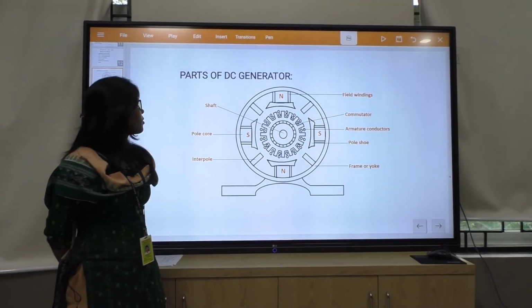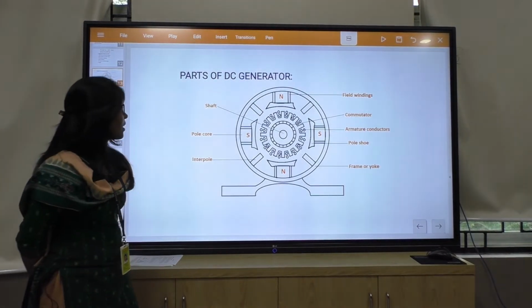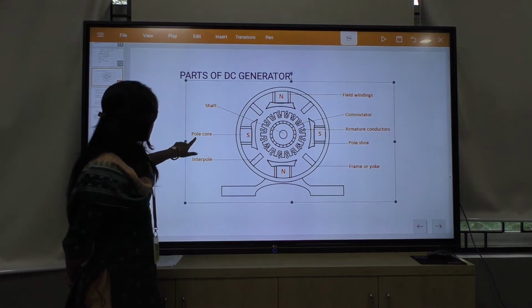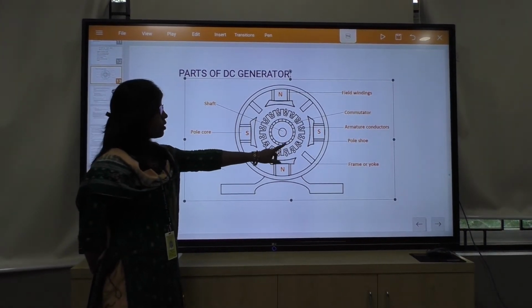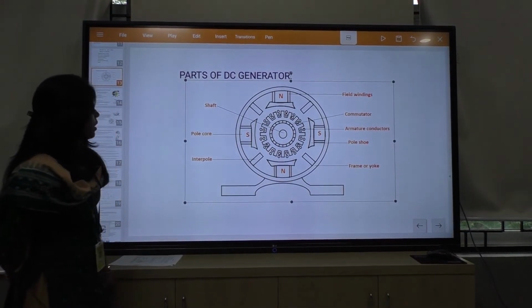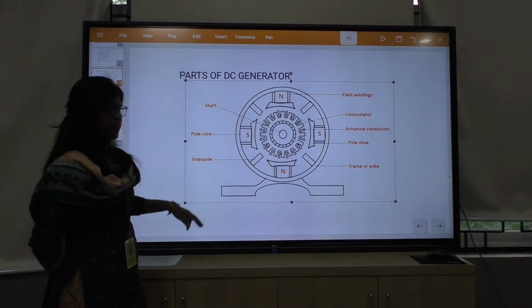So next, coming to the slide, that is parts of DC generator. A DC generator has many parts, that is shaft, pole core, interpole, frame or yoke, pole shoe, armature conductor, commutator and field windings. So in the subsequent slides we will go through each part.